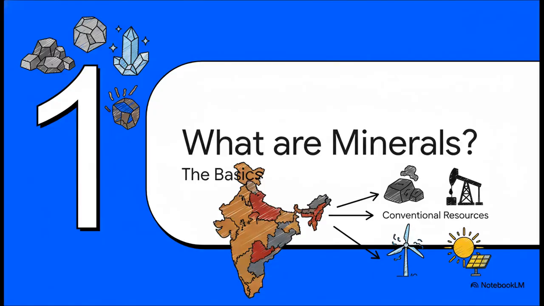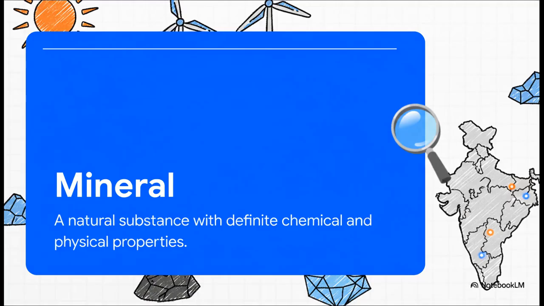All right, first things first. What even are minerals, yaar? Before we start talking about where to find them and all that, we have to know what we're looking for, right? So let's start with the absolute basics, the simple definition. Okay, look at this. A mineral is just a natural substance that has its own fixed chemical and physical properties. That's it. Bam, it is that simple.